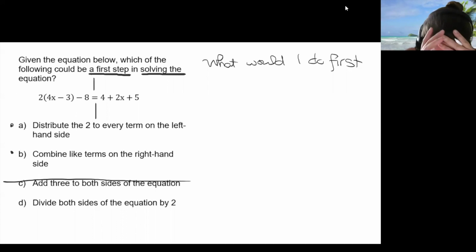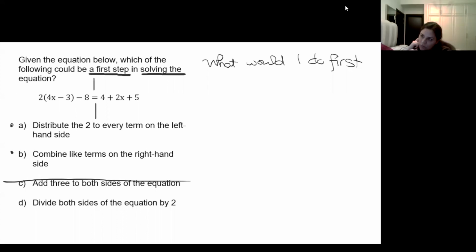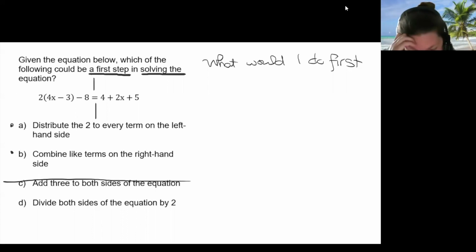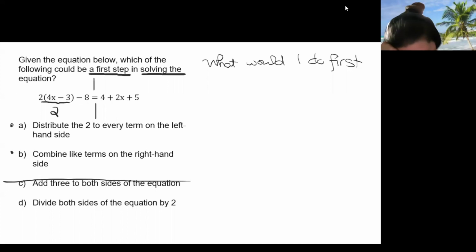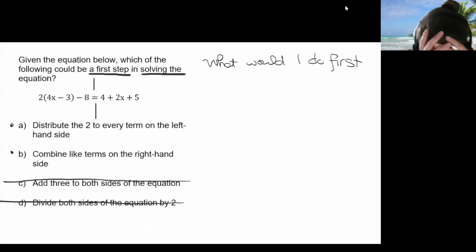D, divide both sides of the equation by 2. No. Yeah, I wouldn't start with that either. It's not that you couldn't do it, it's that a lot of students try to do it right here. They don't remember the fact that division passes out to everybody. You're gonna get some funky things if you divide both sides by 2. Probably not a great first step here. Okay, so that brings us down to 2 answers.